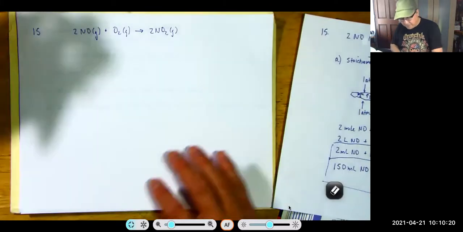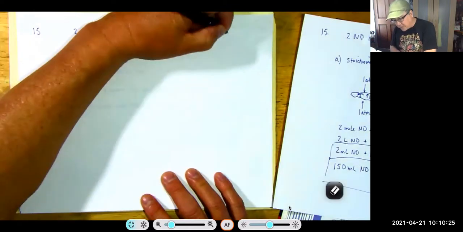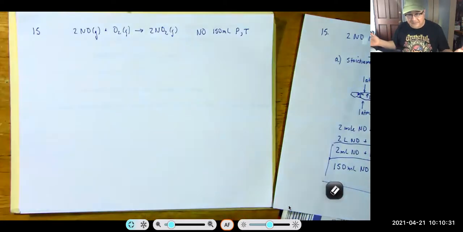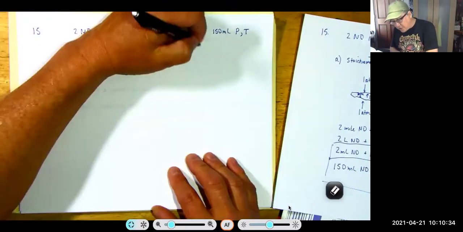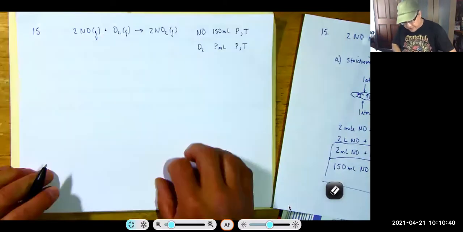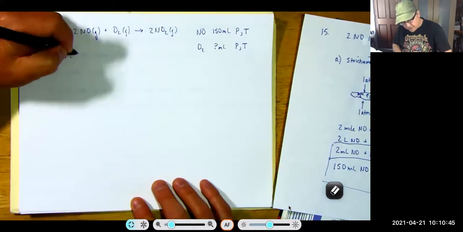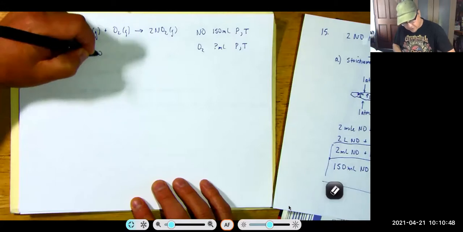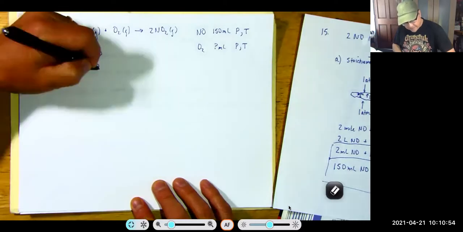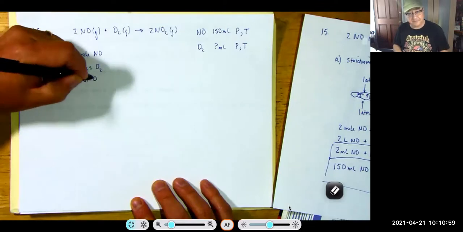And remember, for the NO, we've got 150 milliliters, we've got a pressure, and we've got a temp. And we don't know what the pressure is or the temp is, right? And for the O2, we don't know how many milliliters, and we have a pressure and a temp. So this is the way we could do it. We could, 1, calculate the moles of NO, then 2, calculate the moles of O2, and then 3, calculate the volume of O2.